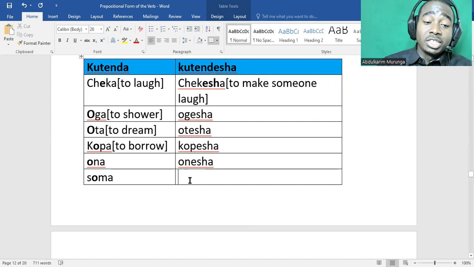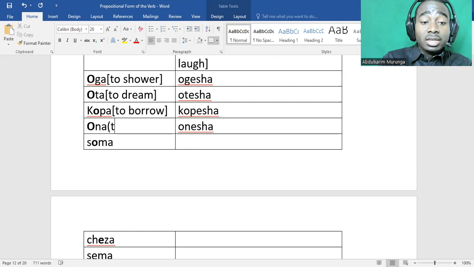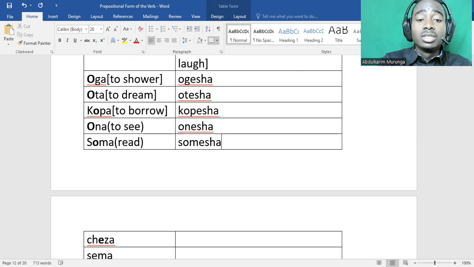Soma, to read. Somesha, to make someone read. That is to teach someone. We have other meanings of this somesha. Somesha means to teach someone something. Somesha also means to pay someone's school fees.